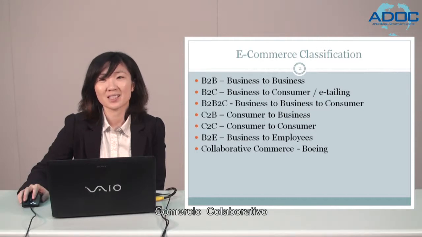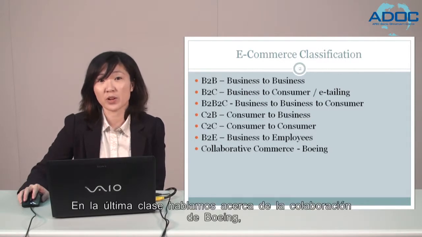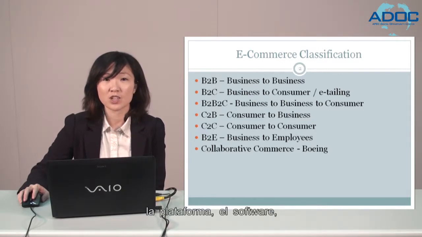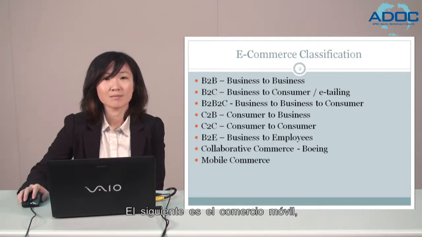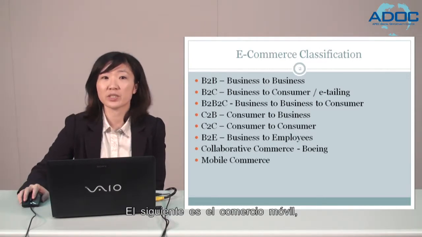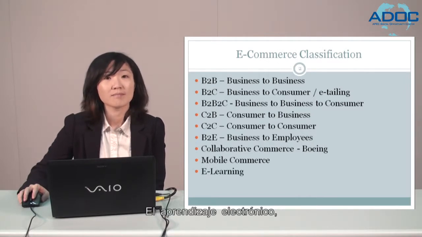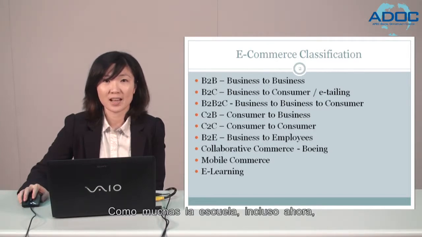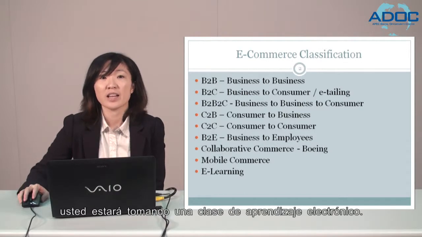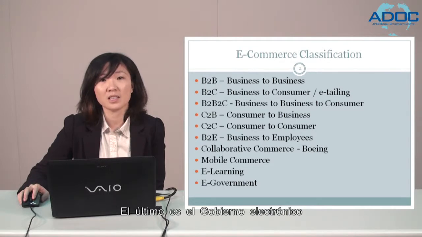Collaborative commerce. We can take Boeing as an example. Remember, we talked about Boeing collaboration platform, software, strategy in the last class. This is what we call collaborative commerce. The next one is mobile commerce, and we call it m-commerce. This is e-learning. This sounds very familiar to all of us, like a lot of schools. Even now, you are taking an e-learning class. The final one is e-government.